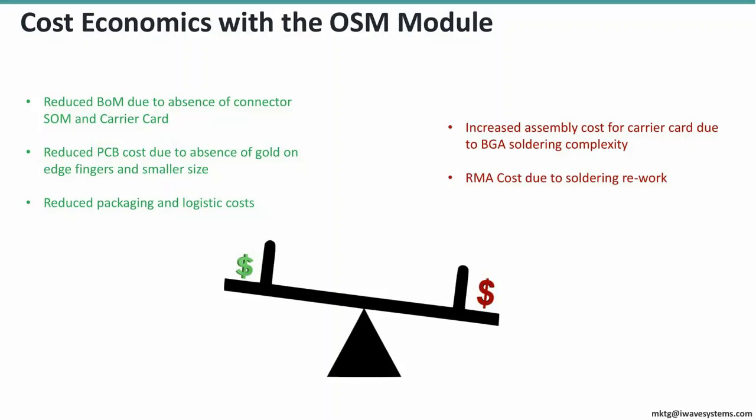The main cost area is where, if your product quality is bad, you get a lot of RMA cost, because the module is soldered and you cannot simply replace it, and field failures are very tough to replace. But at the end, when we put it all on the scale, the OSM module cost is definitely much better. You can save a lot of dollars compared to SMARC or Q7.